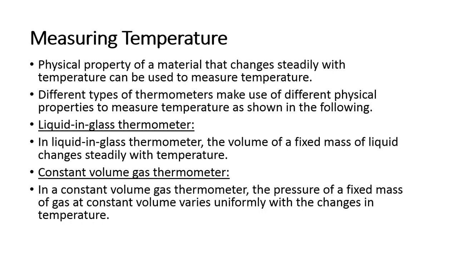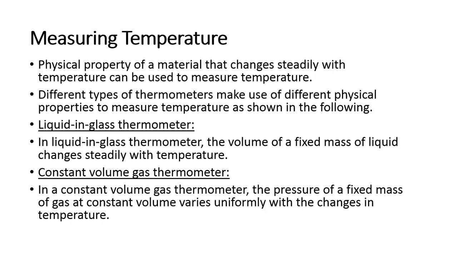I just explained that we have not just one type of thermometer, but many types of thermometers, and those thermometers use different properties to measure the temperature. So the first example of a thermometer is the liquid in glass thermometer. Students, look at the book. It says in the liquid in glass thermometer, the volume of a fixed mass of liquid changes steadily with temperature. We have already read this example in the class, but let's look at it again.